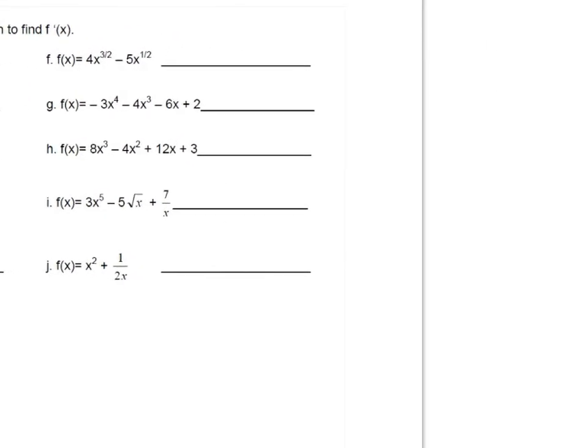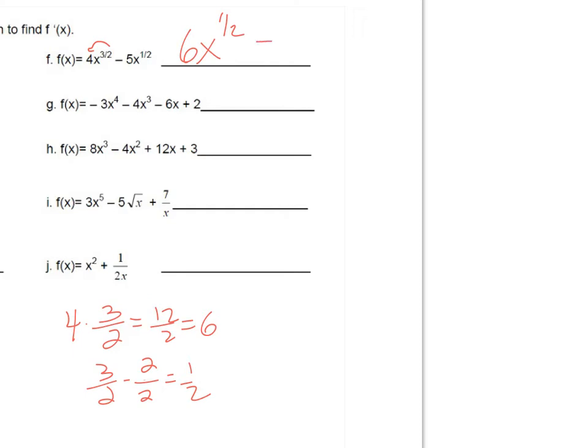Okay, so now to do F through J. When you already have a coefficient, we're going to take the fraction, the exponent, and multiply it. So that is 12/2, which is 6. And then we have to subtract 1 from the exponent. That's 1/2. Then we'll get 5/2 x to the negative 1/2. So rewriting that, that is 6x to the 1/2 minus 5/2x to the 1/2.